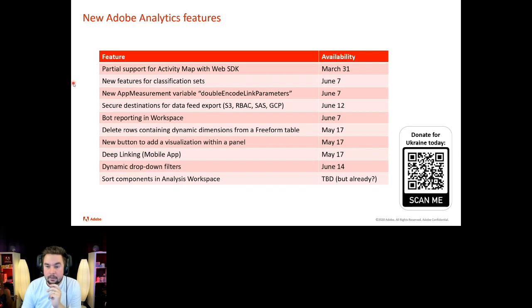Then we have a new configuration variable in app measurement. It's called double encode link parameters. And actually the functionality was there for a long time, but now we have the option to turn it off through that configuration.